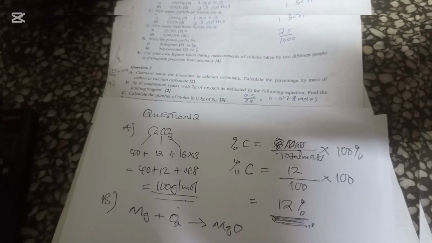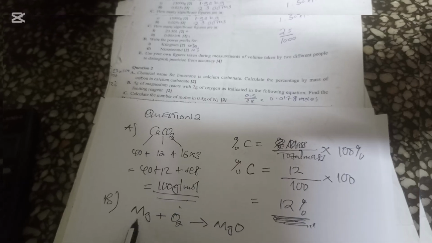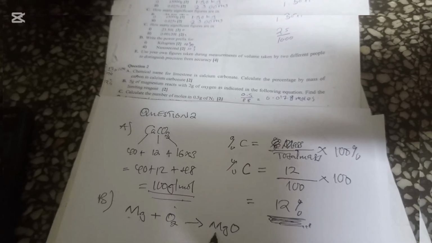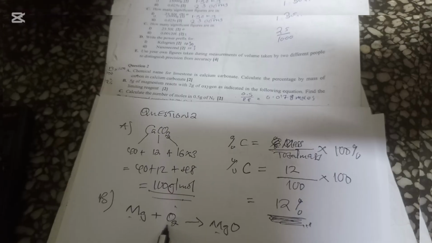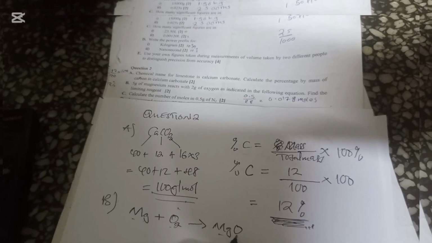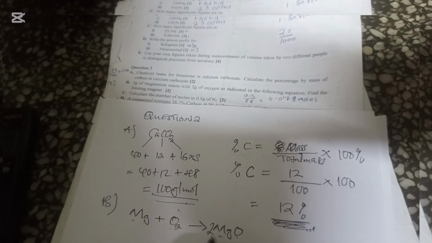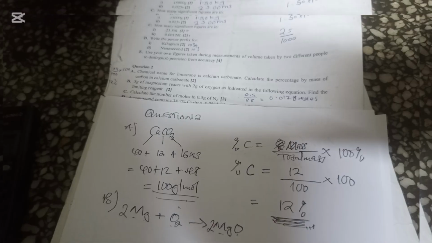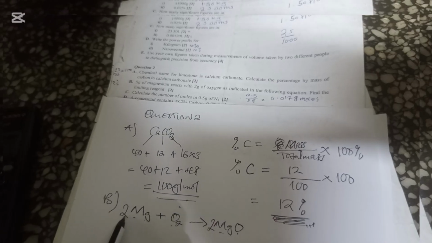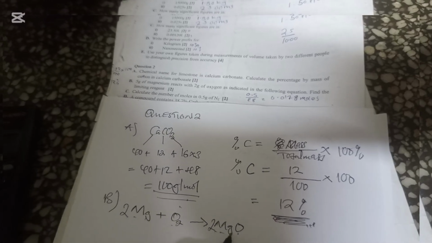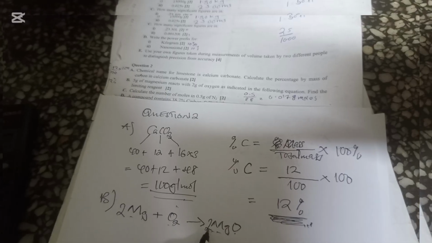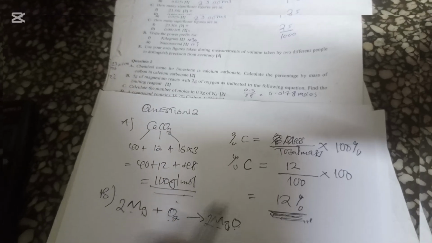So the first thing is to make sure that the equation is balanced. Let's see if it's balanced. Magnesium here is 1, magnesium there is 1, oxygen is 2, oxygen there is 1. So it's not balanced. So put a 2 here. Once you put a 2 there, magnesium is affected, so you need to put another 2 here. By doing that, the equation is balanced because magnesium here is 2, magnesium there is 2, and oxygen is 2 on both sides.